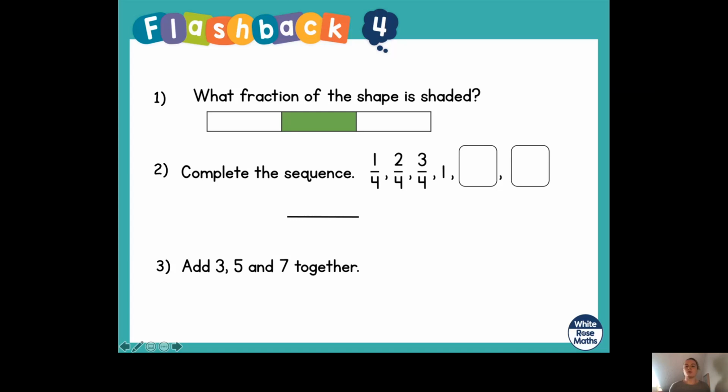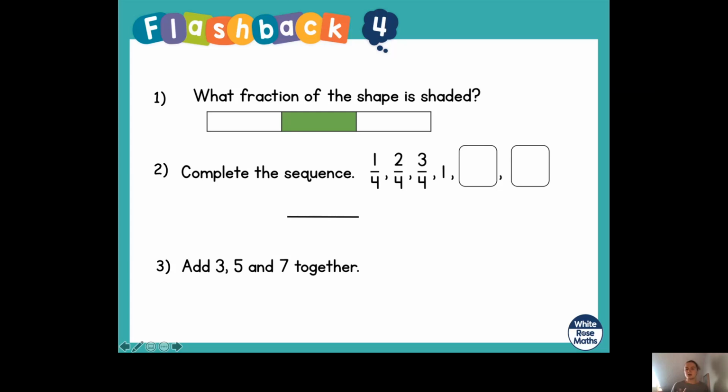Well, number 1, what fraction of the shape is shaded? Now remember, in a fraction, the denominator, the number at the bottom, is the number of parts that there are in total. Now, how many parts are there in total here? Well, there are 3, aren't there? Now, if we have 3 parts, what are we talking about? Are we talking about quarters? Are we talking about halves? Or are we talking about thirds? Yes, that's right. We're talking about thirds if the denominator is 3.